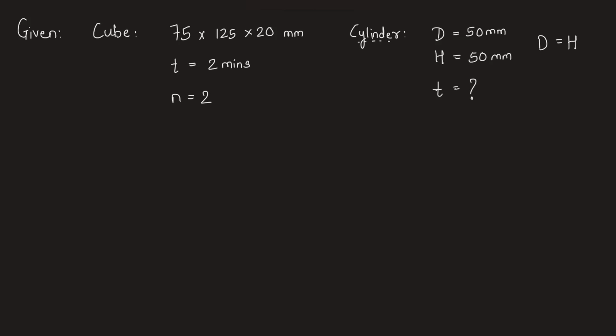Now we know that by Chvorinov's rule, the solidification time is equal to a constant K into the volume of the casting upon the surface area of the casting A, raised to n, which is the index given here as 2. So the volume and surface area are going to be different for the cubical and cylindrical casting, and depending upon these two values, the solidification time will change for the two.